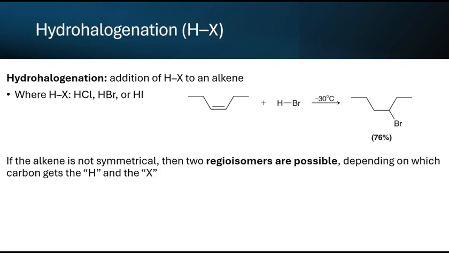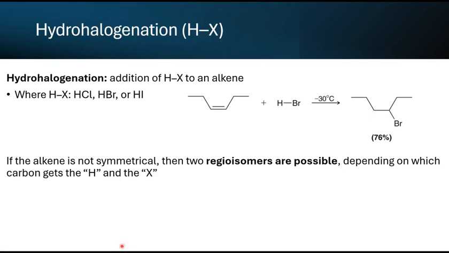If the alkene is not symmetrical, then two regioisomers are possible, depending on which carbon gets the H and which carbon gets the X. Note up here with the first example, since we have carbon 1, 2, 3, 4, 5, 6, or 1, 2, 3, 4, 5, 6, it doesn't matter which of the two carbons of the alkene gets the Br, because we will get as a product 3-bromohexane, whether we put it here or we put it here, in terms of the Br and the H.